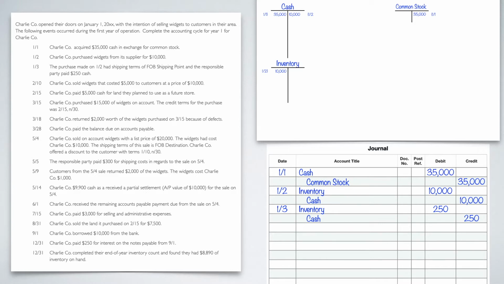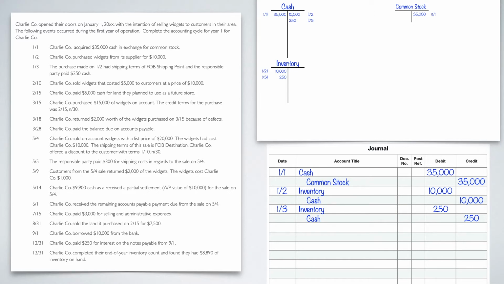But because it says FOB shipping point, it is our responsibility. Also, I need to put that into our T tables as well. So there you go. All right, let's look at February 10th. Charlie Company sold widgets that cost $5,000 to a customer at a price of $10,000.